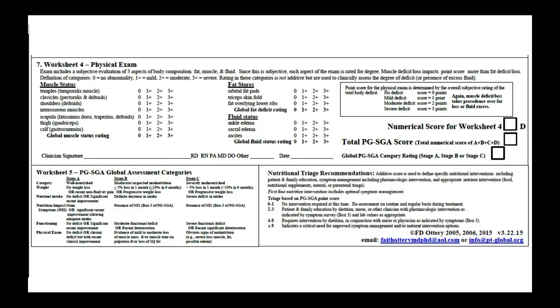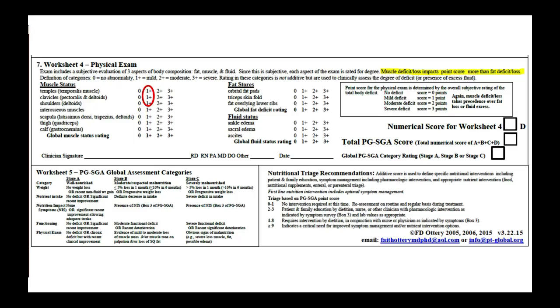Now to the next piece, worksheet 4 or box 7, which is the physical exam. It's really important to remember here that muscle deficit loss impacts the score more than fat loss. You relax when looking at this page. There are a lot of things that you could assess. You don't need to assess them all. These are just examples of areas that can or should be considered, but you don't need to assess them all to have a sense for global loss or deficit of muscle or fat.